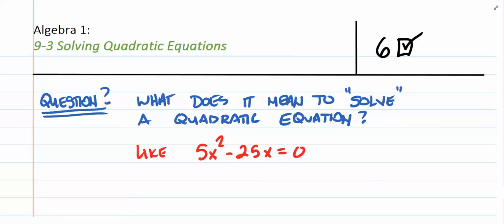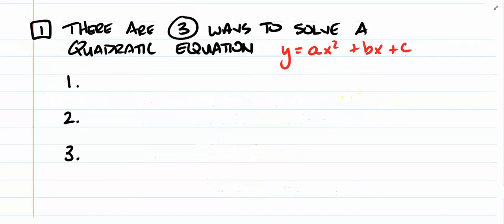So I'm going to ask you a question to start this off with. What does it mean to solve a quadratic equation? So when you see this word here, what does it mean to solve a quadratic equation? As an example, if I gave you 5x squared minus 25x equals 0 and I said solve it, what would you do? Most people would answer get x by itself or solve for x or something like that. So hopefully that's what you did, or that's what you said, and that's what this lesson is going to be about.